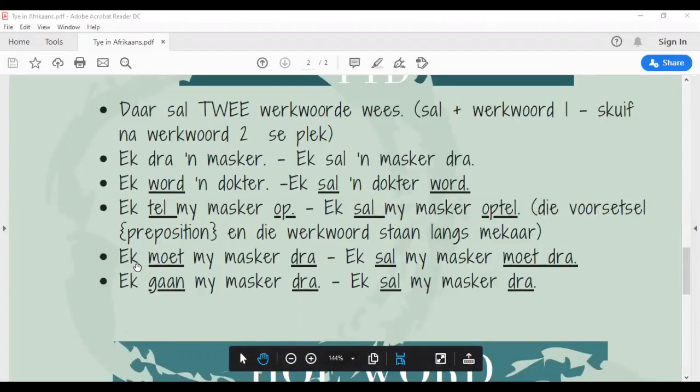So that's what you need to do if there's a moet in the sentence. It goes to the end with the verb. Ek gaan my masker dra. Gaan, going to, change to sal. Ek sal my masker dra.